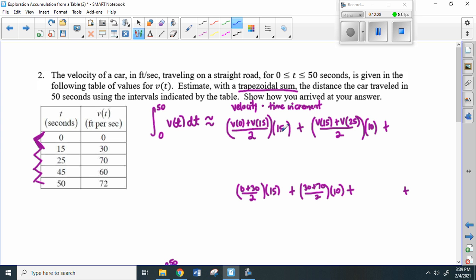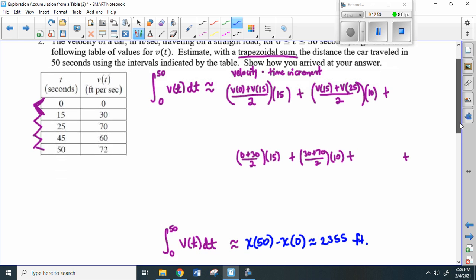But then you need to multiply it by the time increment, which is literally how long is it from 0 to 15? That's 15 seconds, okay? And then you do it again for the next interval, and I wanted you to finish that out. And then just understand that even though I wrote it in terms of v of 0 plus v of 15, I'm literally using the 0 and the 30 from the table, okay, and then the 30 and the 70, and then I'd be using the 70 and the 60 and so on.